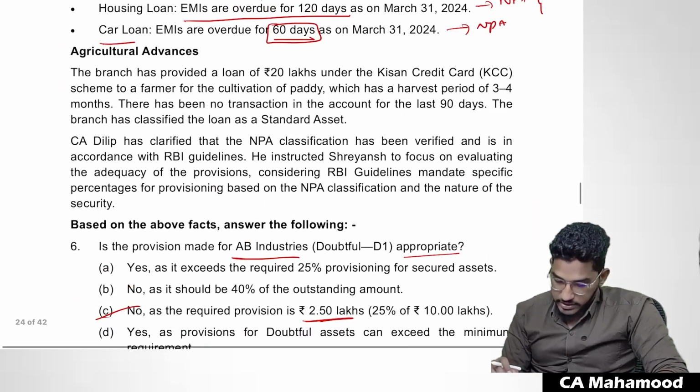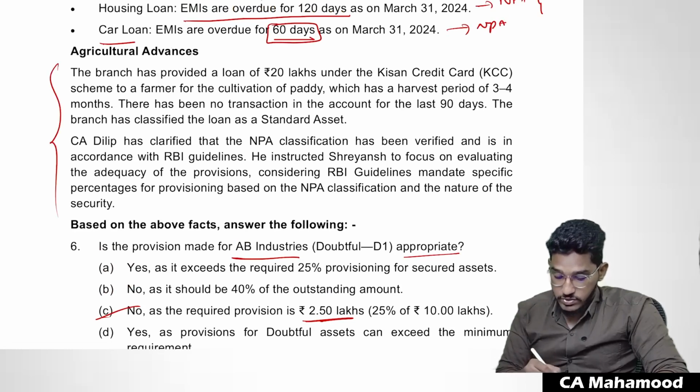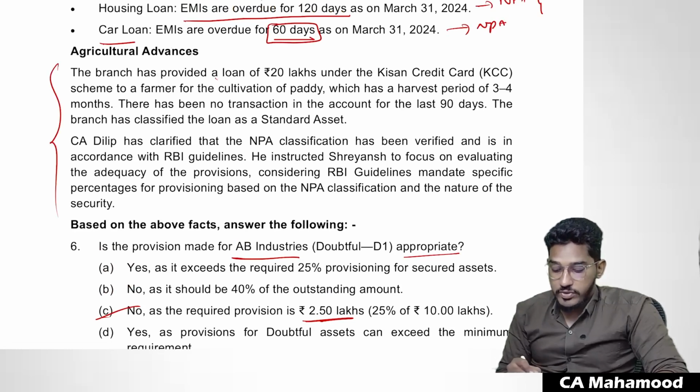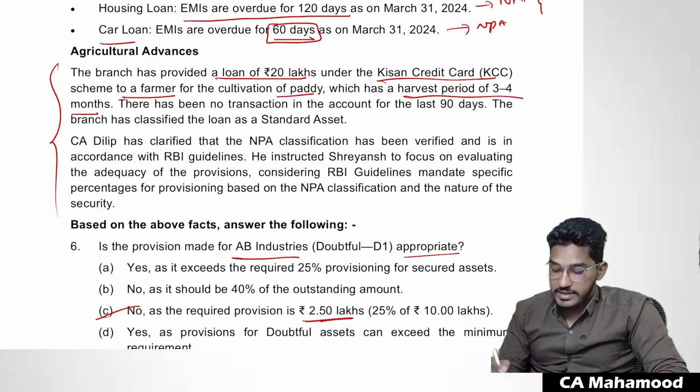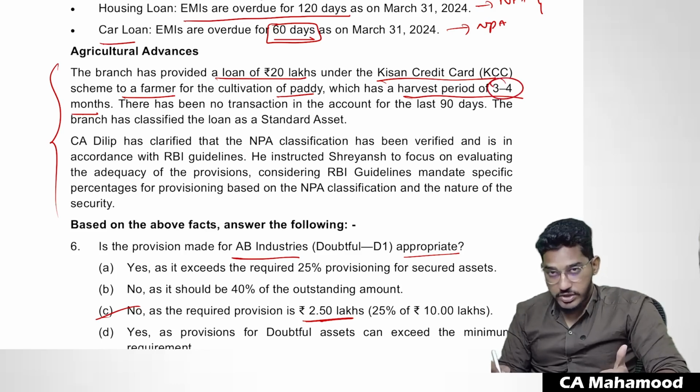Yeah. There will be one more here. Regarding agricultural advances, we also have one question. The branch has provided a loan of 20 lakh rupees under the Kisan Credit Card (KCC) scheme to a farmer for the cultivation of paddy, which has a harvest period of 3 to 4 months. So it is a short-term loan, a short-term agricultural advance. Why? Because the duration is 3 to 4 months.